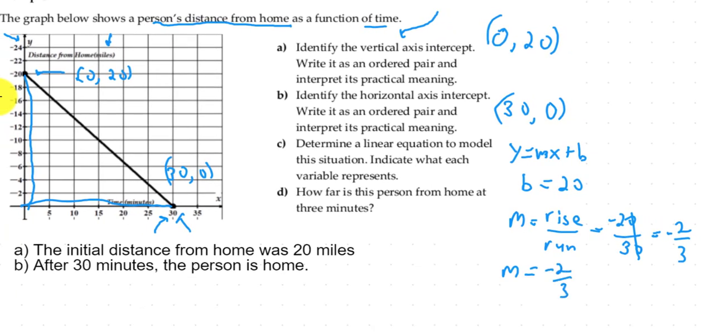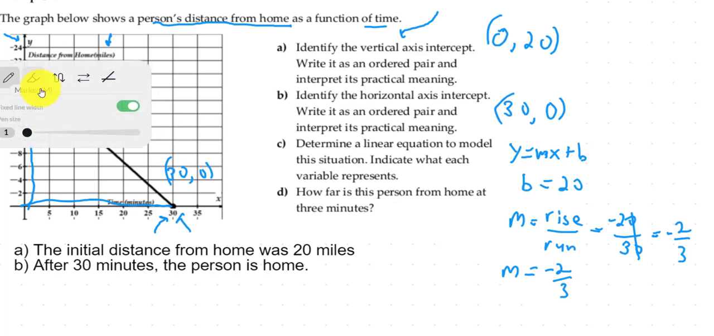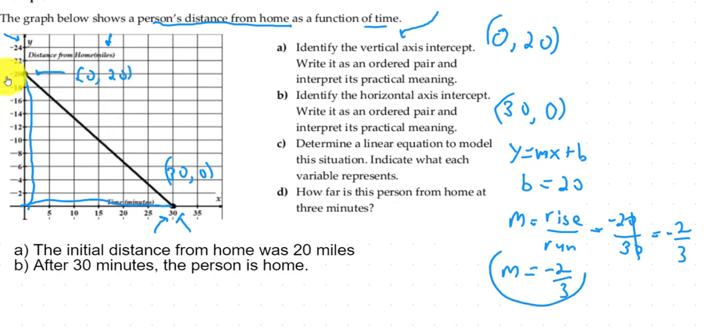Which really means, for every 3 minutes, the person is 2 miles closer to home. I actually read that backwards at first. So as a person's traveling, every 3 minutes that go by, the person will be 2 miles closer to home. Now that we have an m and a b, we can write our equation. I know that y equals mx plus b, so I can write y equals negative 2/3 x plus 20.